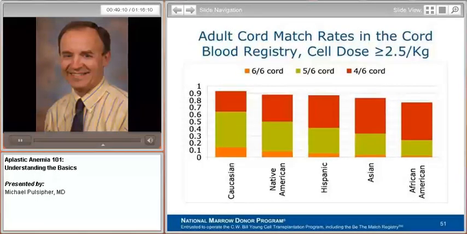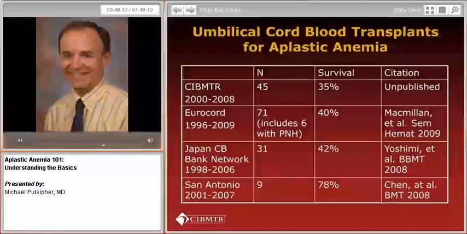If you have an adult who's bigger, you have to use two cords, but even in African Americans, you can find two cords that are well enough matched to move forward in about 80% of patients. So cord blood could be a very good way to move forward if we can figure out the better ways to do it. Here's the trouble. This slide shows that large registry retrospective assessments from 5 to 10 years ago have shown only about a 40 to 50% chance of survival in cord blood transplants.